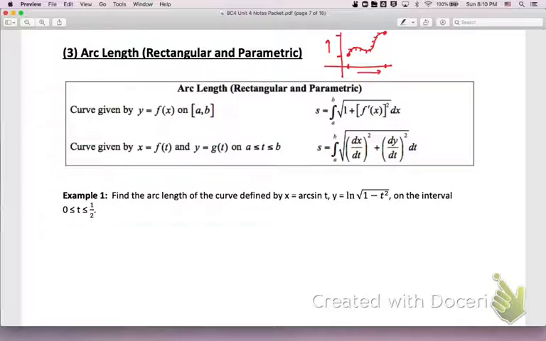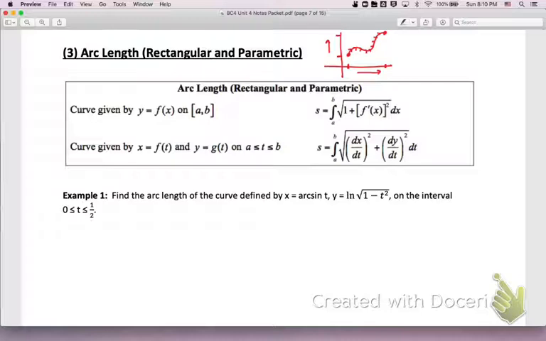When you have x equal to f of t and y equal to g of t, and we're looking at t values from a to b, it's going to be the square root of dx dt squared plus dy dt squared. And that's literally the Pythagorean theorem. If you have c squared equals x squared plus y squared, to solve for c, you take the square root. That's what we are figuring out. And so here is how we would use this.